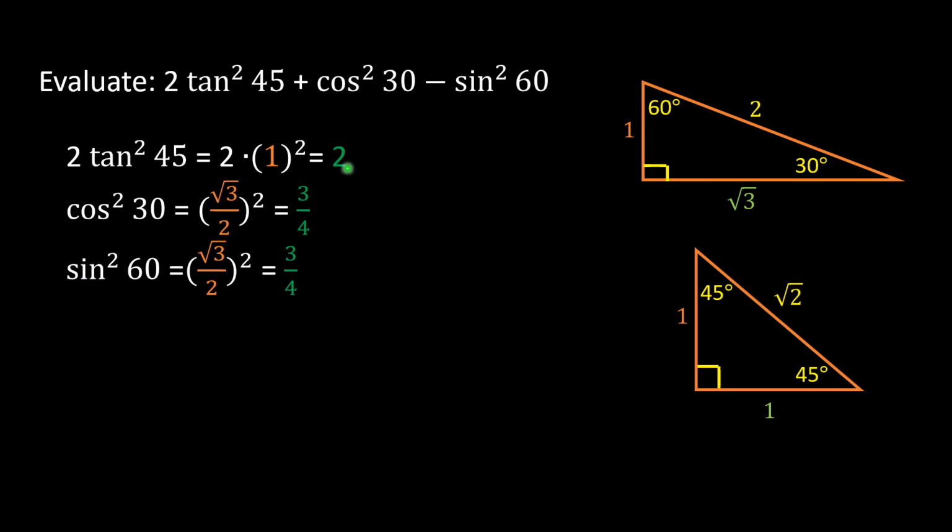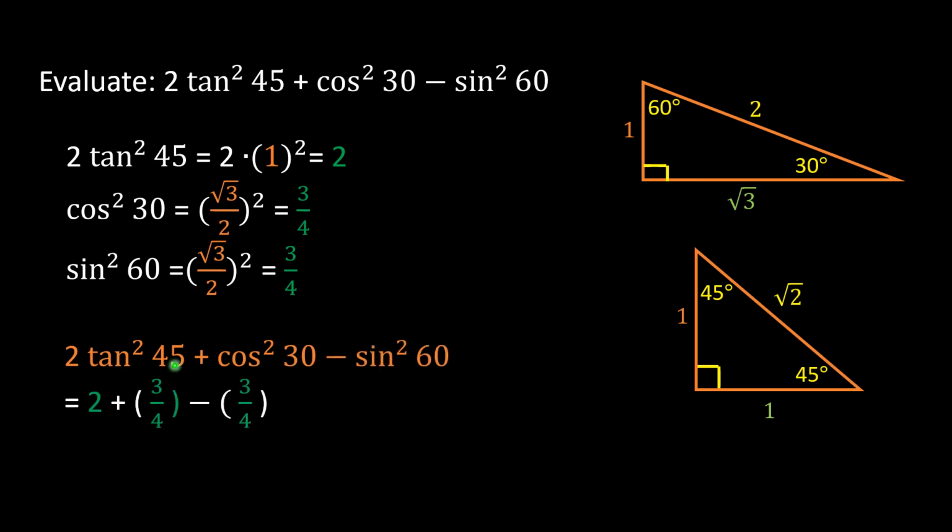Now we will substitute these values in this expression and evaluate. We write the expression first. For 2 tan square 45, we will put 2. For cos square 30, we will put 3 divided by 4. And for sin square 60, we will use 3 divided by 4. 3 divided by 4 minus 3 divided by 4 will be 0. So our answer will be 2.